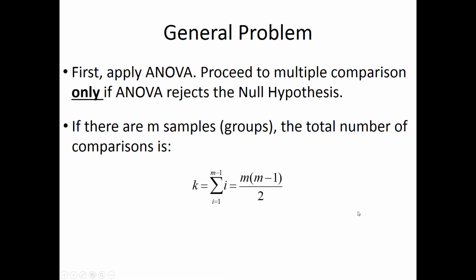Thus, in our general scheme, we want to first apply ANOVA, and we proceed to multiple comparisons only if ANOVA rejects the null hypothesis. If there are m samples or groups, the total number of comparisons, if we want to compare all the groups to each other, can be figured out by this relationship here. So for 3 samples, the number of comparisons that we make will be 3.